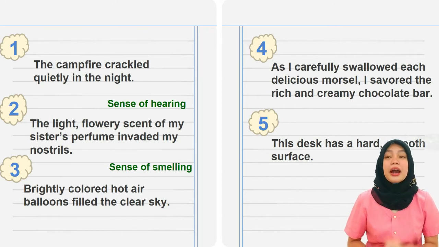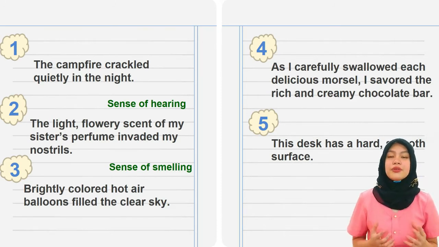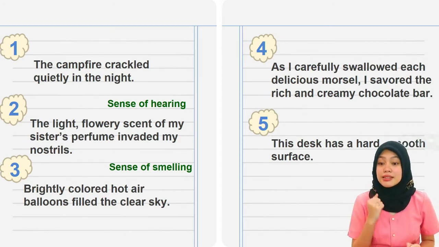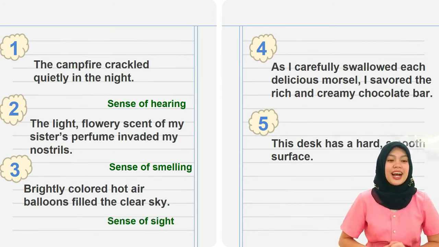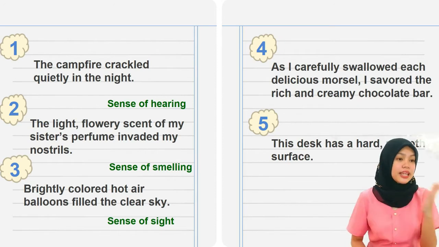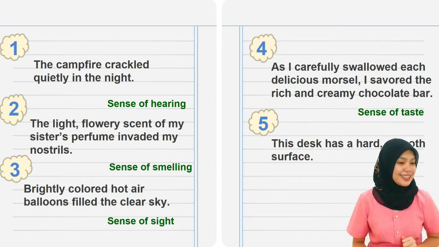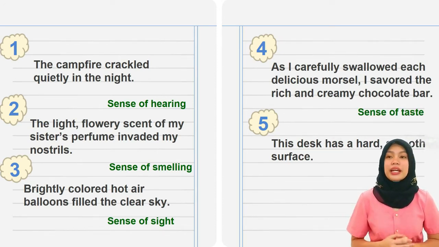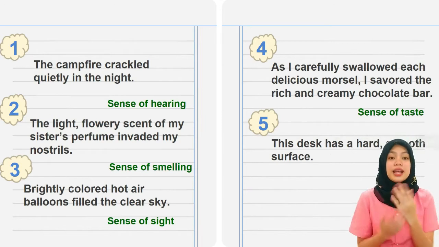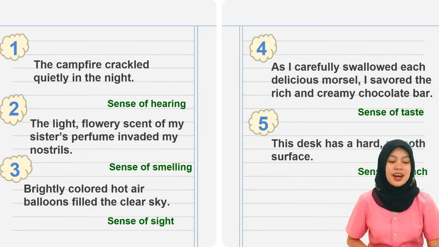How about this one? Brightly colored hot air balloons fill the clear sky. What do you think is this? Yes, Monique. Sense of sight. Correct. This one: As I carefully swallowed each delicious morsel, I savored the rich and creamy chocolate bar. What do you think is this? Yes, Eden. Sense of taste. Correct. Now for this last one: This desk has a hard, smooth surface. What do you think is the sense used here? Yes, Lily. Sense of touch.